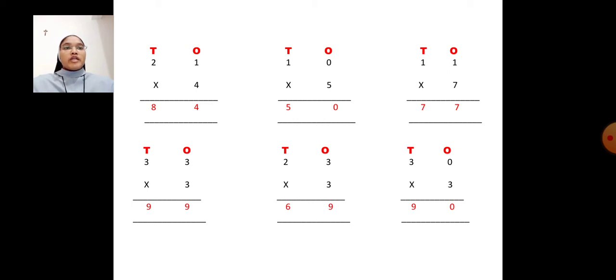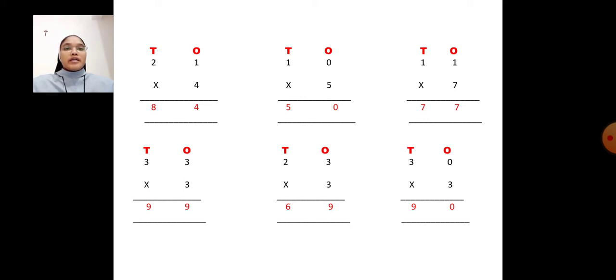Next 11 into 7. 7's table first we have to say one time. Ones digit. 7 ones are 7. In ones place you have to write answer 7. And we have to multiply tens digit number. 7's table again we have to say one time. 7 ones are 7. Then answer you have to write 7 in tens place. 11 into 7. Your answer will be 77.